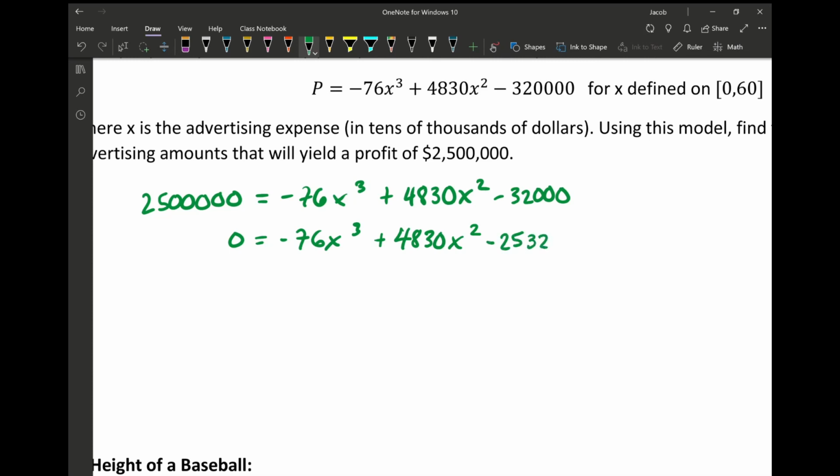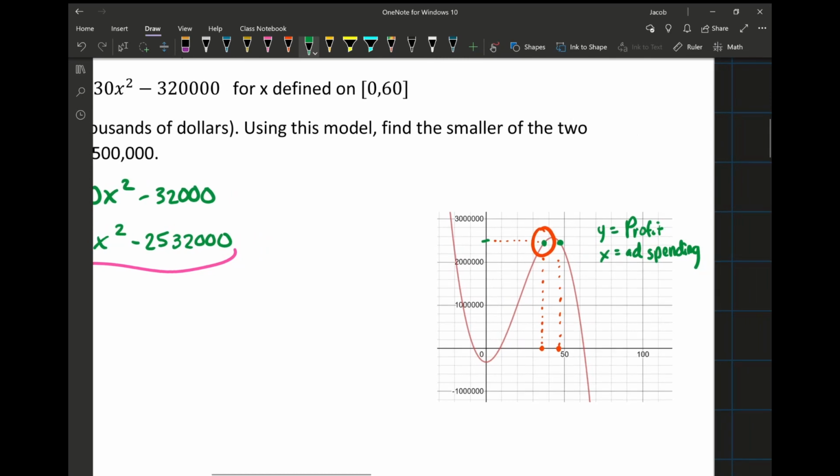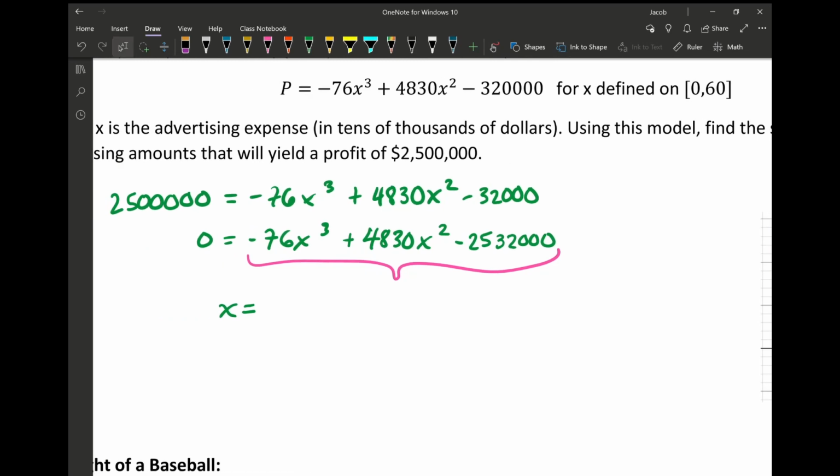So with your graphing calculator or with Desmos, you can graph this function right here, and it will tell you the solutions to it. It'll return some x values, and those x values will correspond to the x values we see in the graph that we've already predicted.